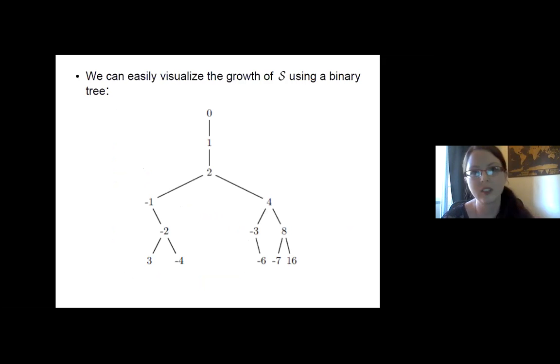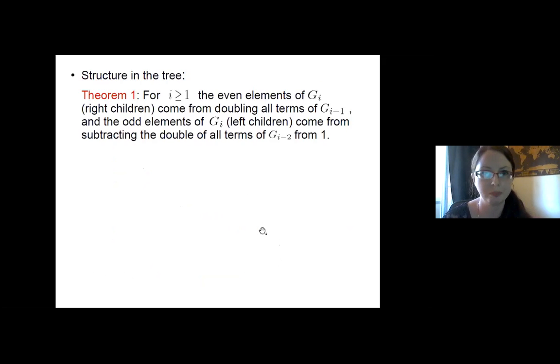So it makes sense to think of this set S in terms of a binary tree, right? So we have 2 operations that we can apply at any stage to any number. And we're going to think of the right child as being the doubling operation, the left child as being the 1 minus operation. So we'll come back to the tree in a minute, but we're going to discuss some of the structure. There's some really interesting structure in this tree.